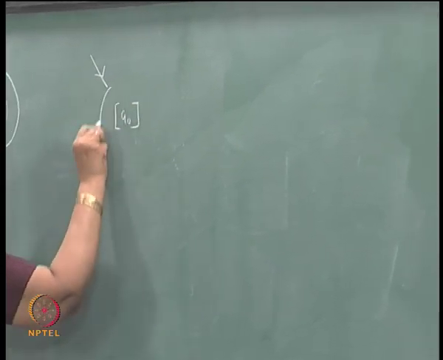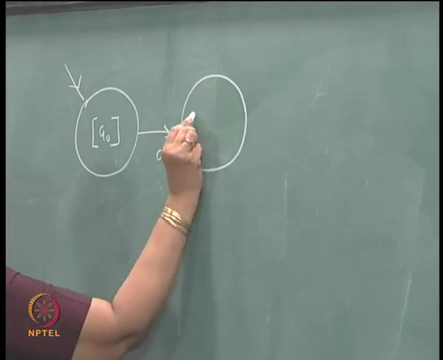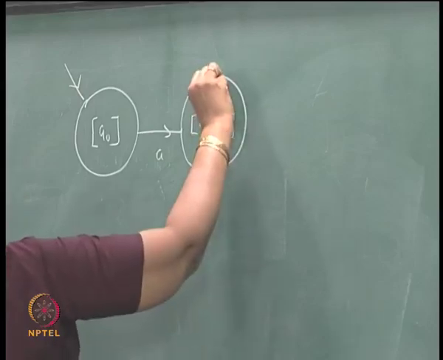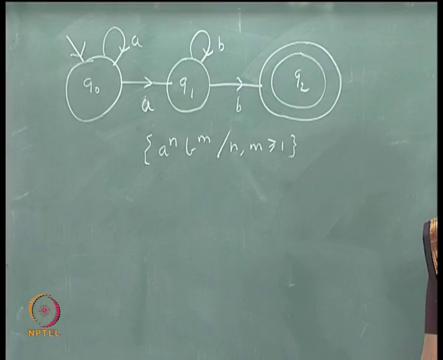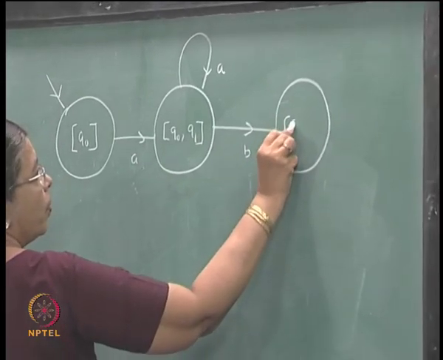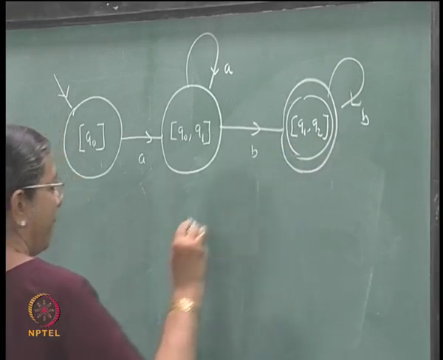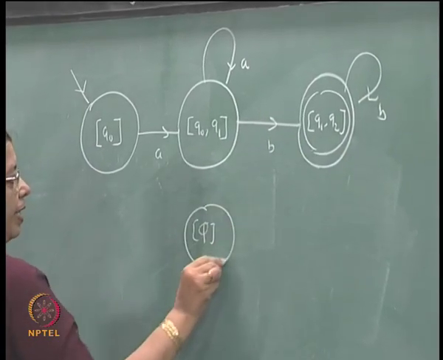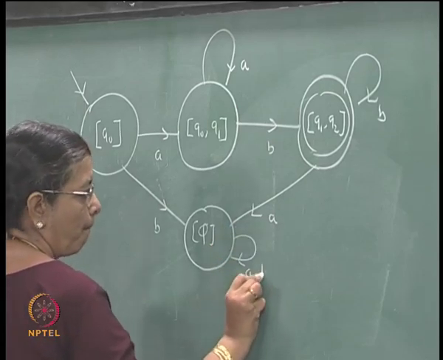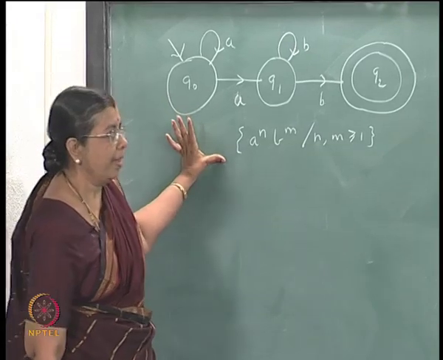From Q naught, after reading A, the possibilities are, you can go to Q naught or Q 1. From Q naught and Q 1, if you get an A, you go here. If you get a B, you go to Q 1, Q 2. And this is the dead state. So, using the subset construction, from this diagram we obtained this diagram.